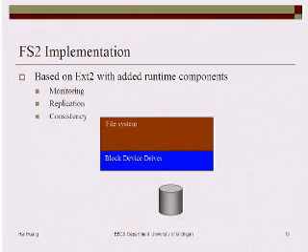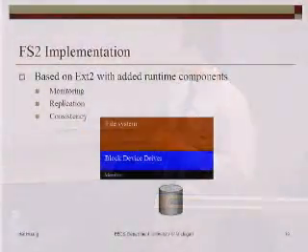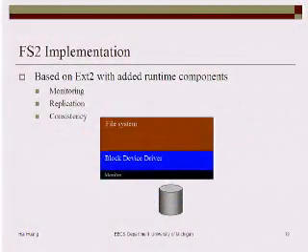So when we implement the free space file system, it's based on the ext2 file system, which is a popular file system under Linux. It's essentially ext2 with some added runtime components, with 3 runtime components: the monitoring component, the replication component, and the consistency component. So in a traditional file system, we have this kind of scheme: file system on top of the block device driver, either IDE or SCSI, and on top of the raw disk.